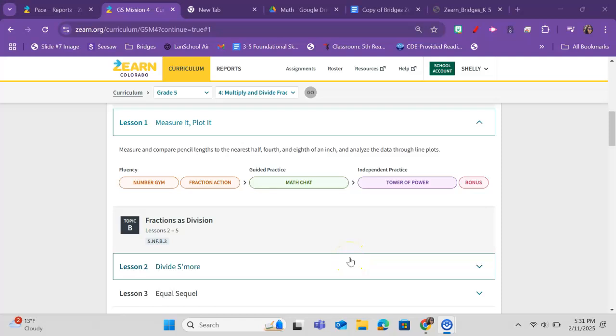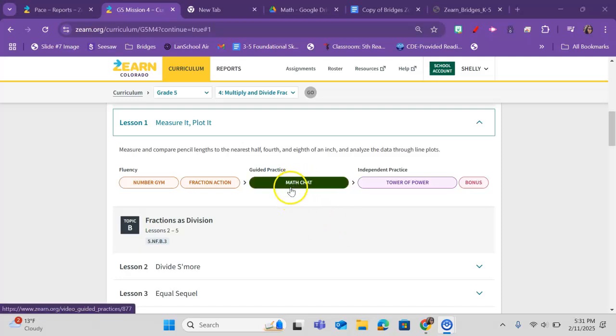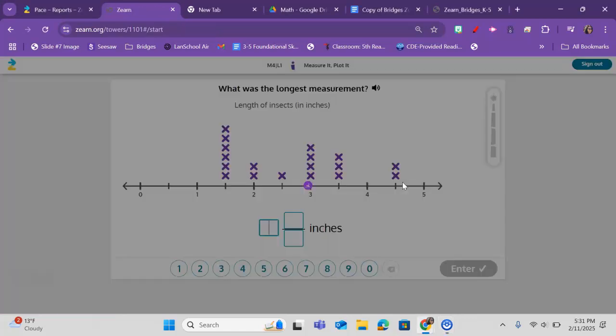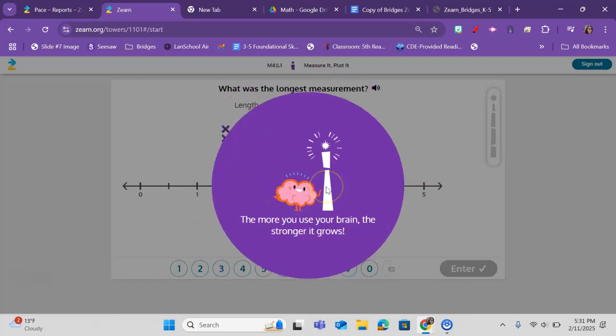Guys, I'm going to go ahead and do the Tower of Power. Make sure you watch the math chat, and if you have any questions, go back and watch the math chat again. I just watched it and it seems pretty good to me, so we'll do the Tower of Power, at least a little bit of it, and see how it goes. But it seems pretty straightforward, just like this.